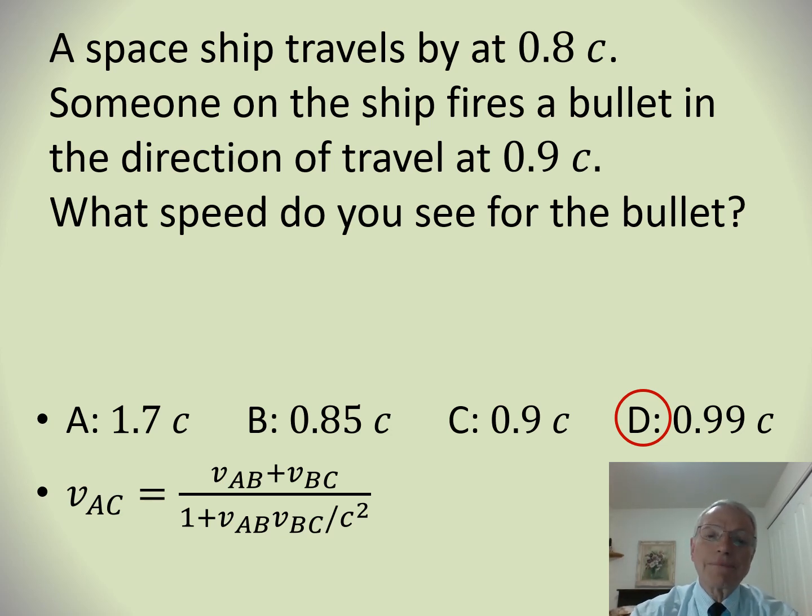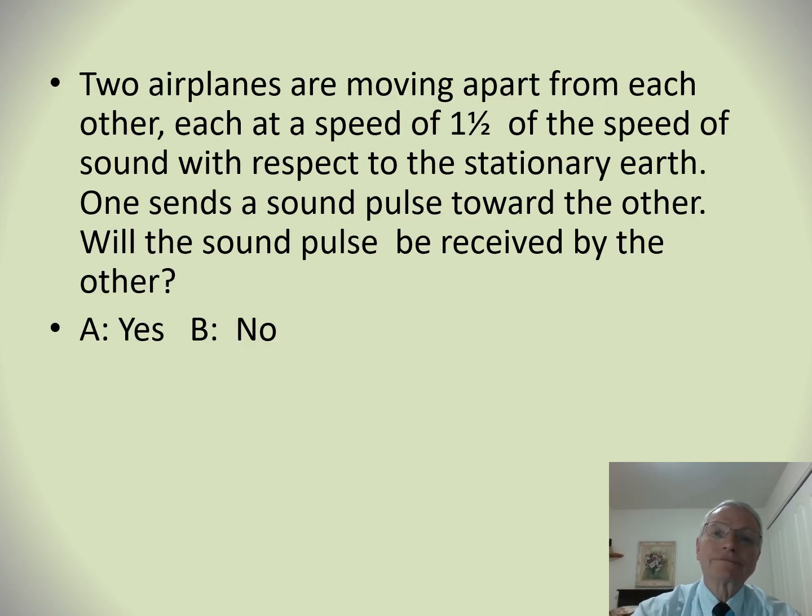Here's another example of that idea that nothing can go faster than the speed of light. Imagine two airplanes moving apart from each other. Each one is moving at 1.5 times the speed of sound with respect to the stationary Earth below. If one of them sends a sound pulse to the other, will the sound pulse be received by the other airplane? I'll give you a minute to think about this.